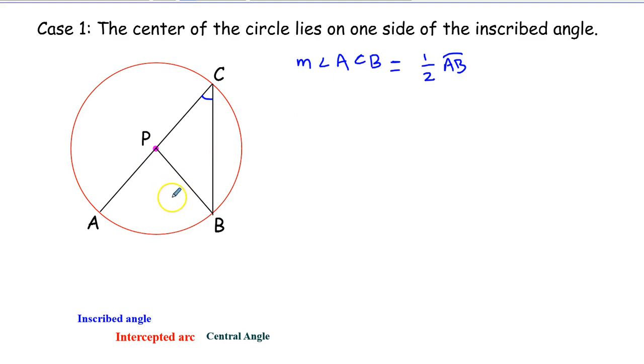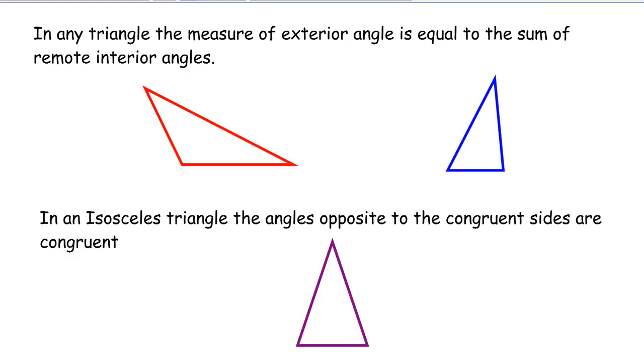Now, in order to go to the proof of this theorem in case 1, we need to know about the properties of a triangle. We know that in any triangle, the measure of an exterior angle is equal to the sum of the remote interior angles. What does it mean? Suppose the measure of this angle is, let me take 40 degrees, and the measure of the second angle is, let me take 30 degrees. And now what is the measure of this third angle?